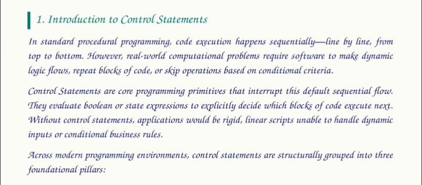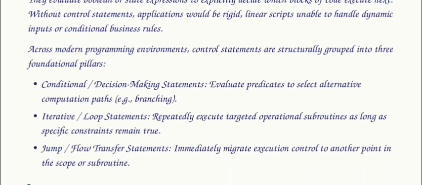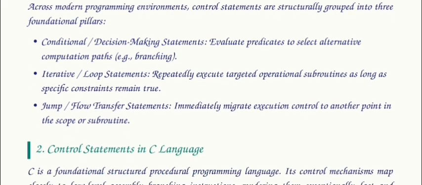Across modern programming environments, control statements are structurally grouped into three foundational pillars. You can clearly see they are the conditional decision-making statements, iterative or looping statements, jumping or flow transfer statements. Let's start with the conditional or decision-making statements. These evaluate predicates to select alternative computational paths, for example branching. Iterative or loop statements repeatedly execute the targeted operational subroutines as long as specific constraints remain true. Jump or flow transfer statements immediately migrate execution control to another point in the scope or subroutine.